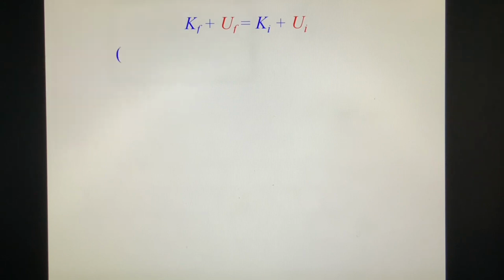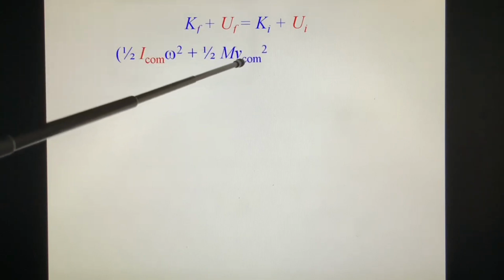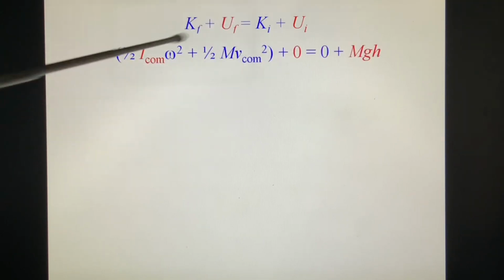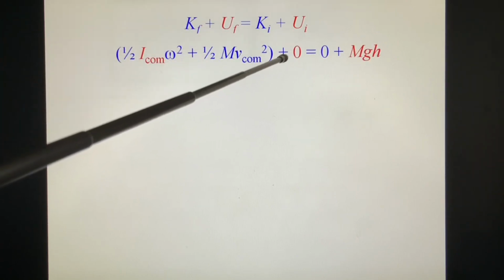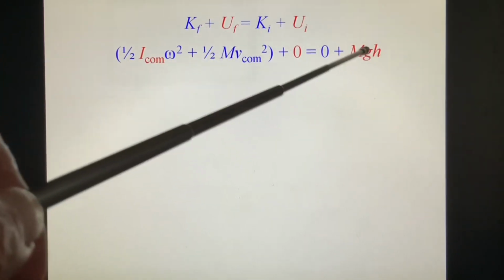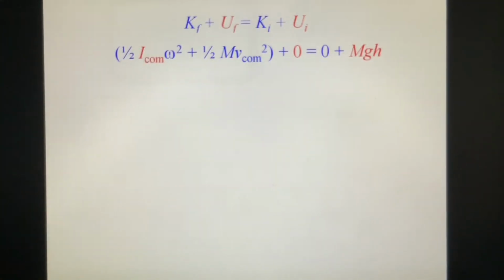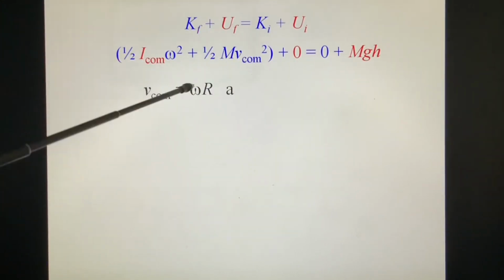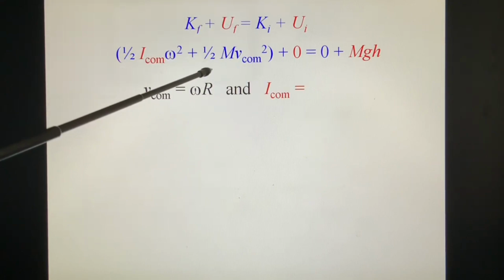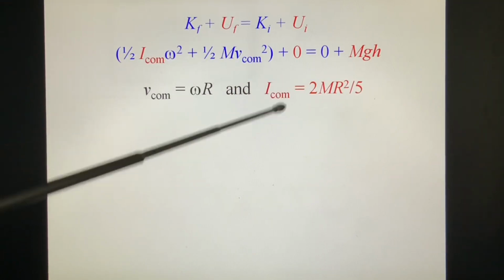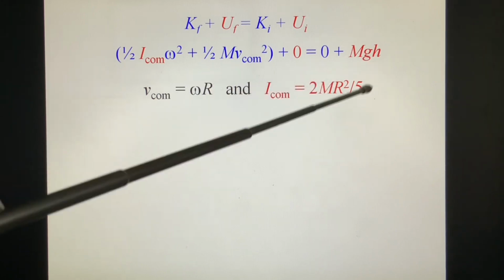At the bottom, it has two terms. One is the rotation term, and one is the translation term. For the final, we set the level U_F equal to 0. And initially, the potential is mgh, and the initial kinetic energy is 0. So that's it. And then we have a relationship, which is V_com equals omega r. And I_com, for the ball, we check the table, is equal to 2mr squared over 5.